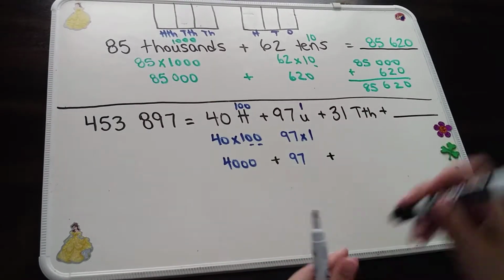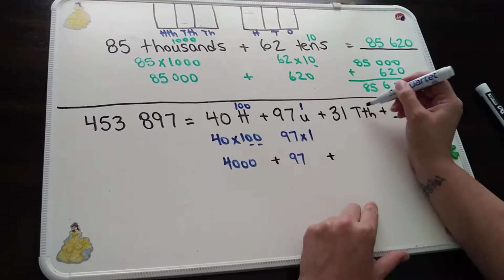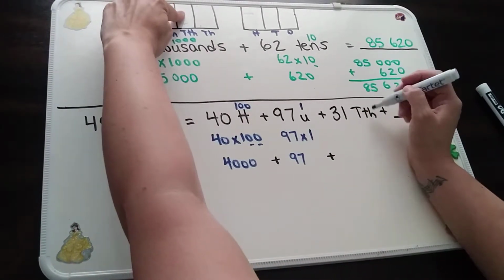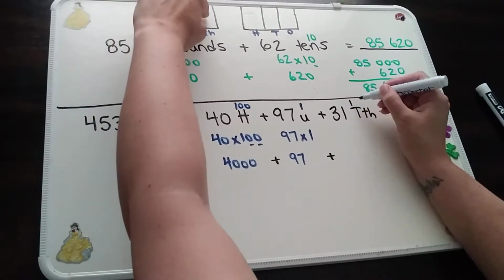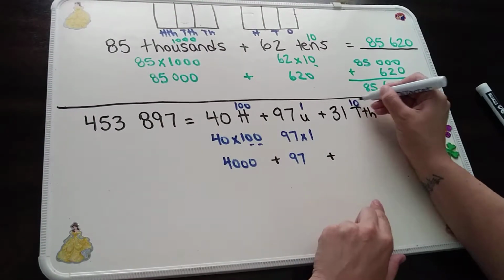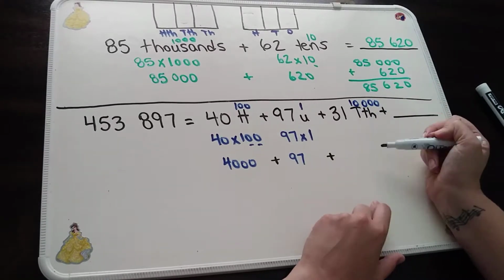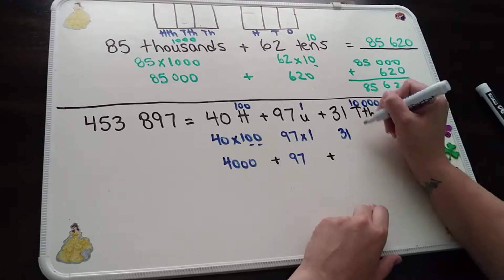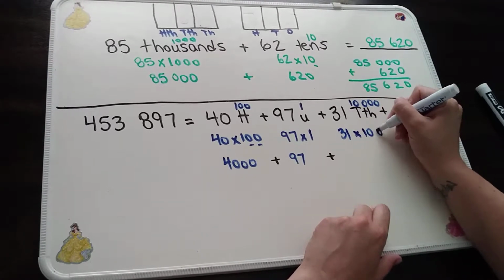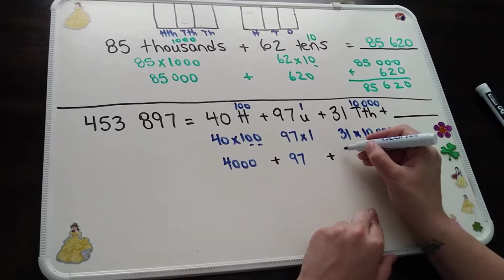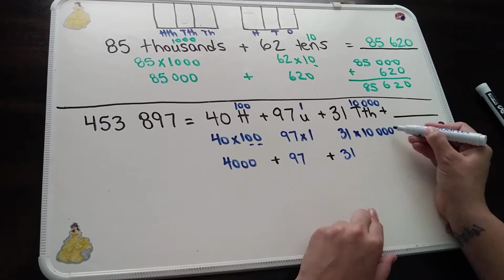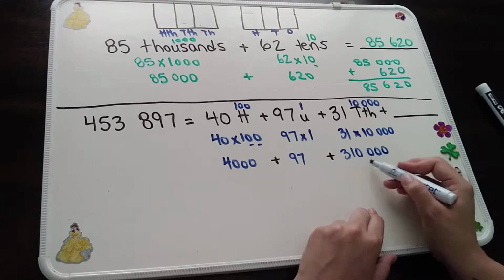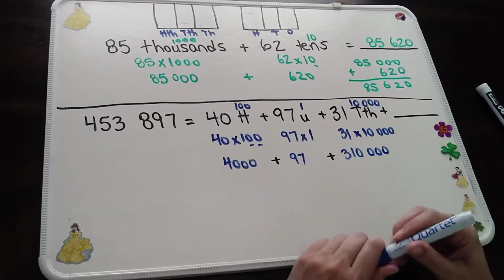To that, I'm adding 31 10,000ths. Okay, so my 10,000ths place is over here. So I know that 10,000 has 1, 2, 3, 4 zeros. That's what 10,000 looks like. And then again, technically, I have 31 of them. So 31 times 10,000. 31, 1, 2, 3, 4. Just be careful your spacing with your thousands and hundreds.